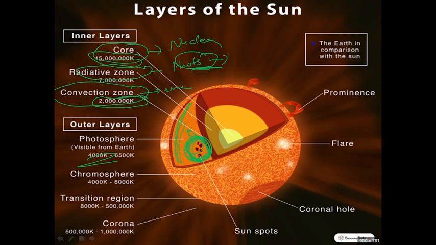I have to tell you that sunspots appear and disappear every 11 years. This is also one of the major points that you have to note. Sunspots appear and disappear after every 11 years. So this 11-year cycle is called the sunspot cycle.